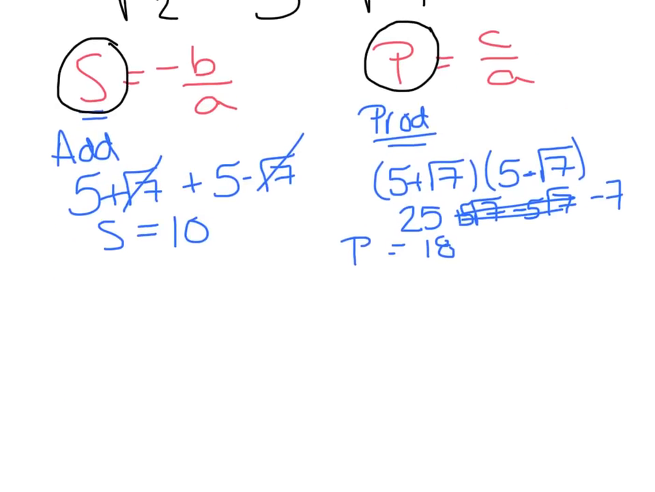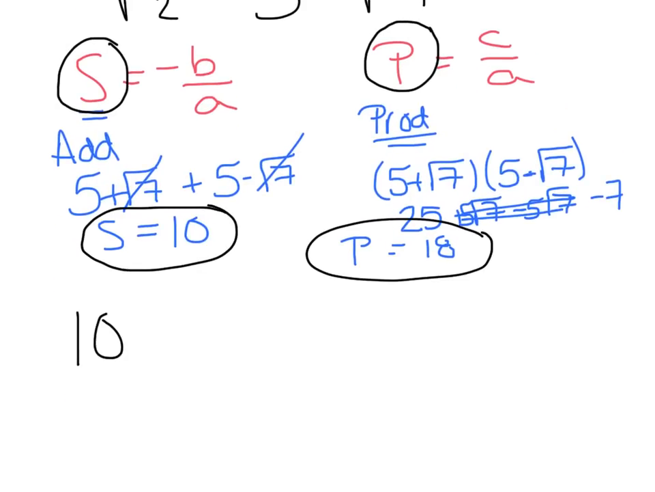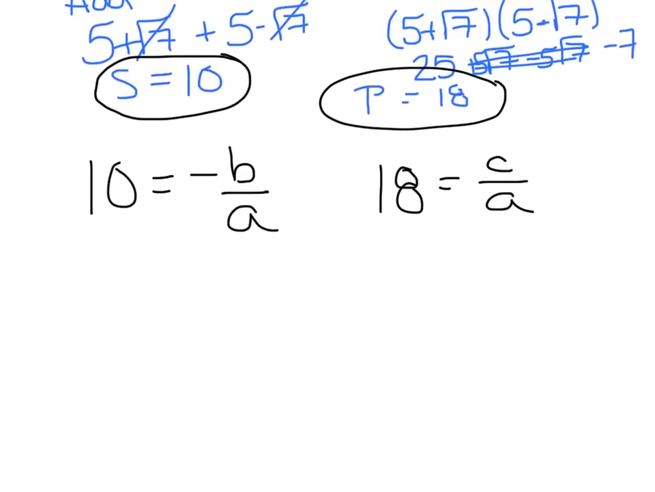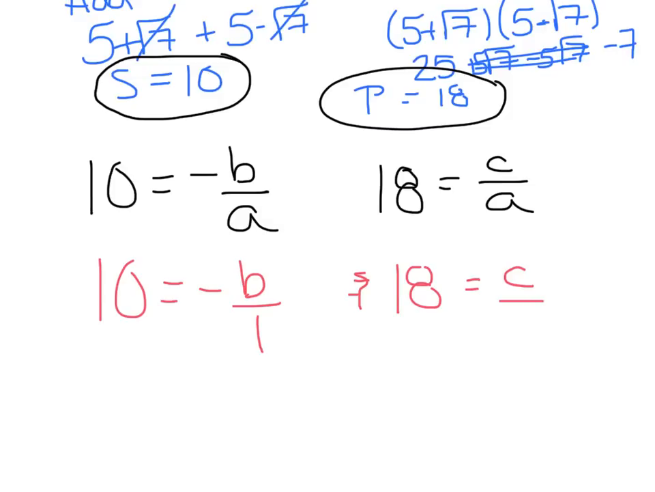So let's make a note. If I know the sum is 10 and the product is 18, I'll just plug those in the formula. 10 equals negative B over A, and 18 equals C over A. And remember, to write the equation, you can pick any number you want for A. All right, and the reason I'm picking A is because it's in both equations. So let's say you want A to be 1. Most people like letting A be 1. So I would say C is equal to 18 and B is equal to 10.